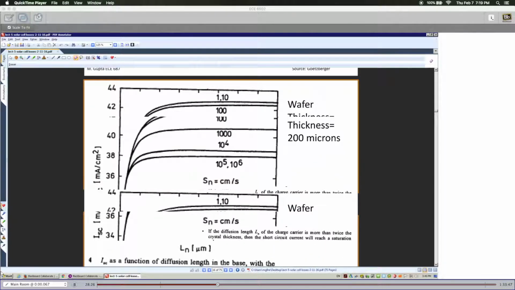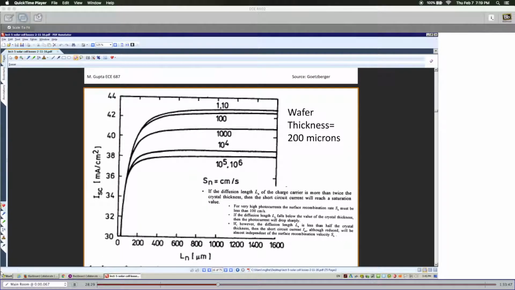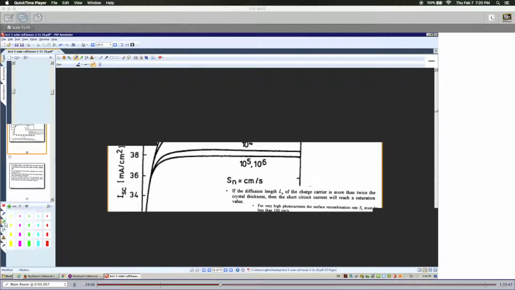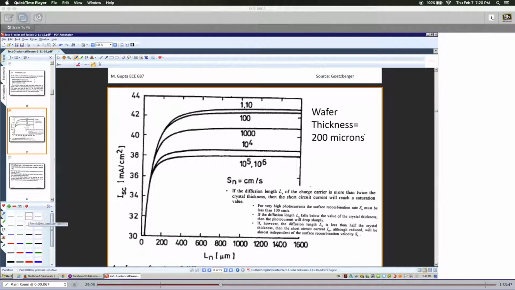So last time we talked about how the short circuit current is dependent on the diffusion length for different surface recombination velocities. If you want to have a high efficiency, you need to have a high short circuit current. To have a high short circuit current, you need to be working with a diffusion length at least 2 times the thickness of the wafer. Here in this calculation, the wafer is 200 micron thickness. Okay. So that's the wafer thickness.